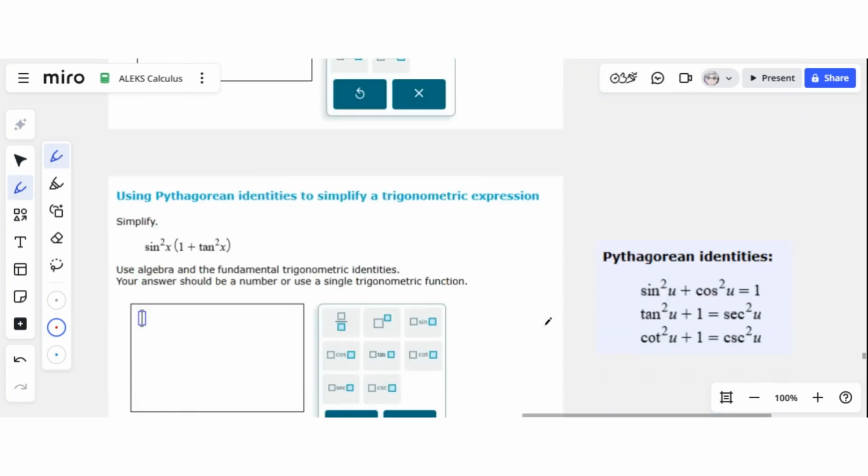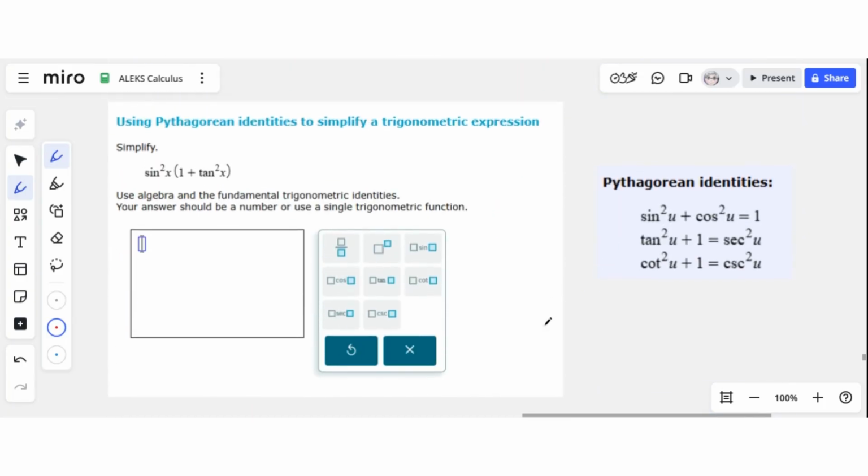Let's try another one. Okay, so here, I don't see a sine squared plus cosine squared right off the top of my head. I do see an identity though. In parentheses, we have this 1 plus tangent squared of x, and that can be replaced with the secant squared of x. So let's try that.